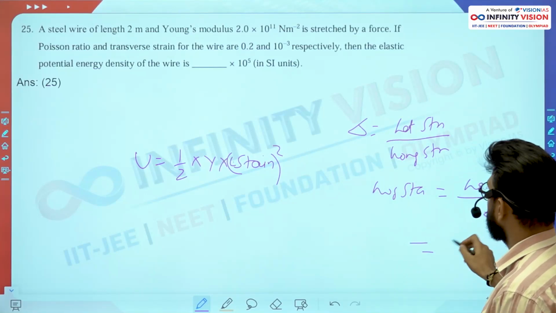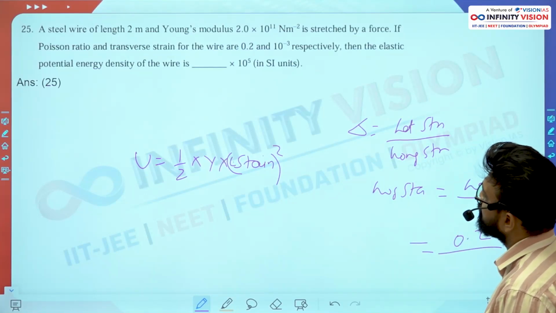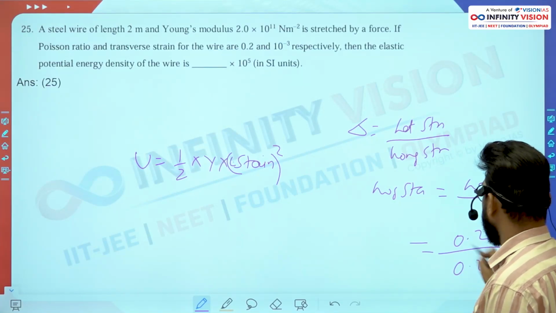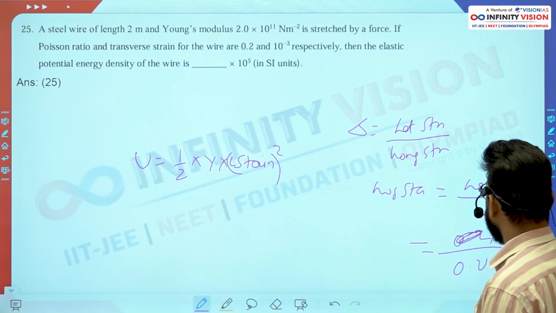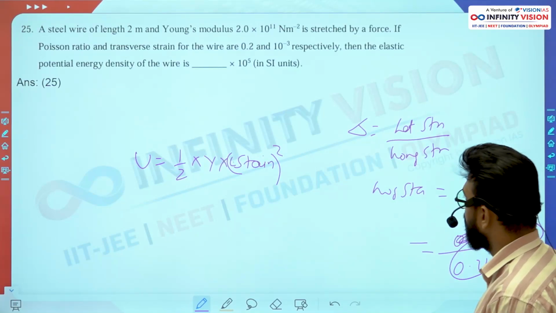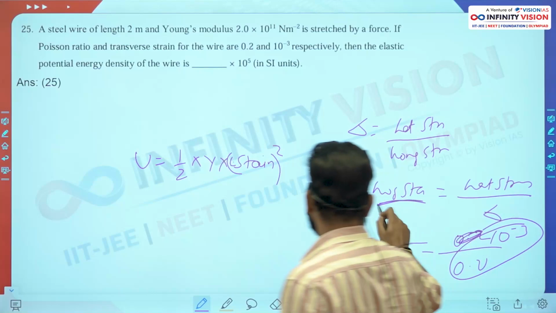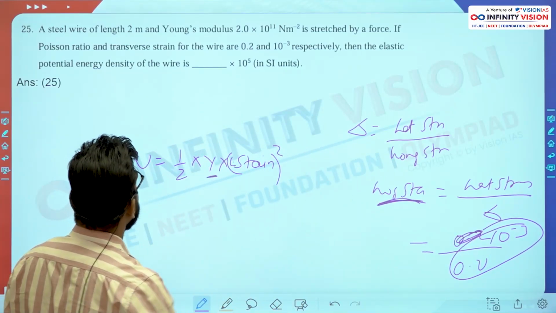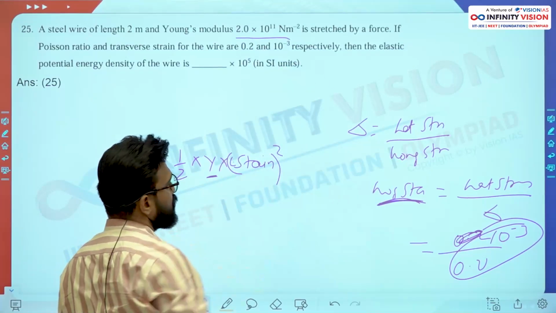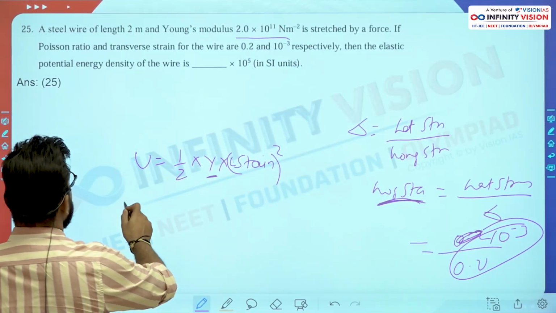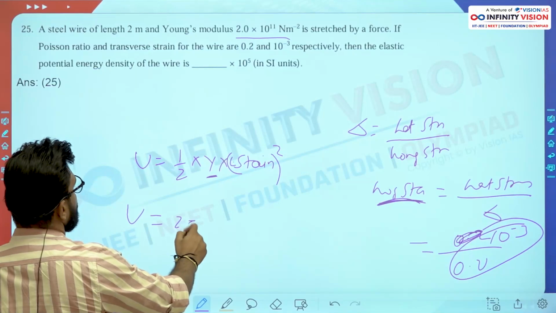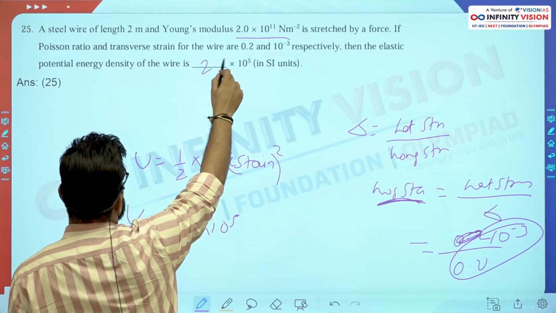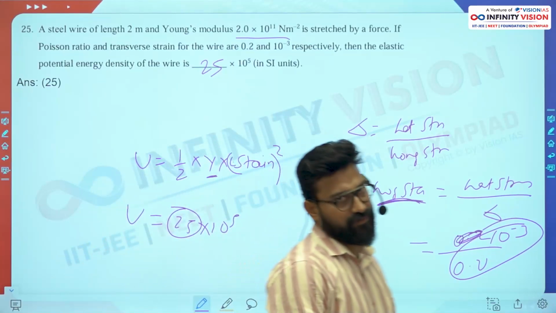Poisson's ratio is 0.2 and lateral strain is 10 to the power minus 3. From this you can easily calculate the longitudinal strain. Lambda is also given to you. The Young's modulus is already given to you. So from this you can easily calculate U, and it comes out to be 25 into 10 raised to power 5. So you need to write it as 25.